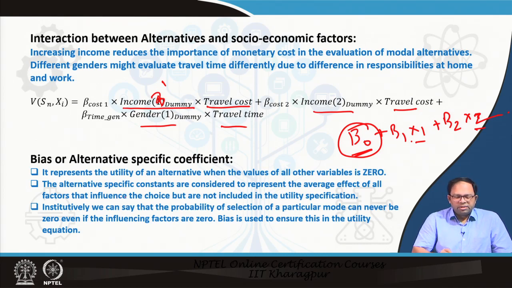And the alternative specific constants are considered to represent the average effect of all factors that influence the choice, but are not included in the utility equation. So, this is considering everything that is not there. Intuitively, we can say that the probability of selection of a particular mode can never be 0, even if the influencing factors are 0. Bias is used to ensure this in the utility equation. So, that is why we introduce this beta 0 term.